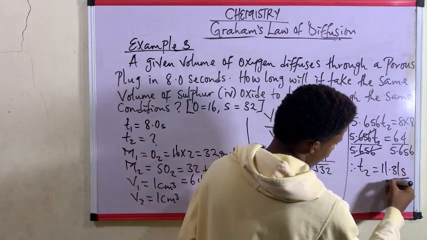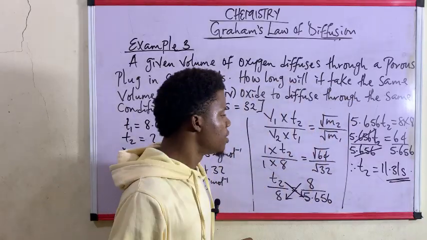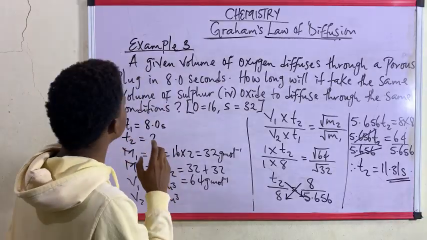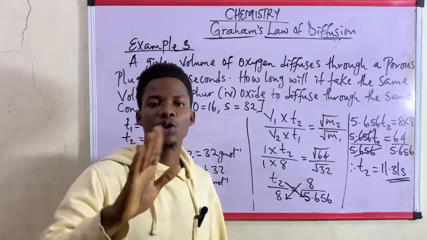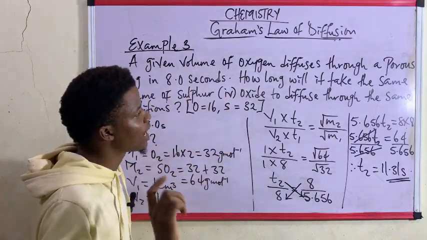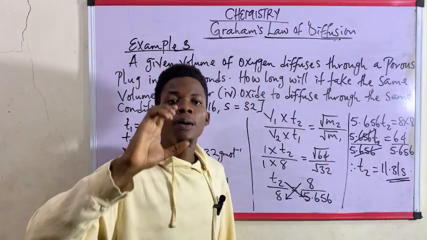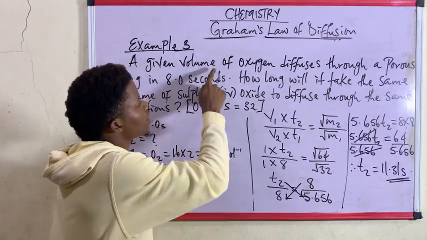11.31 seconds. So that's our answer for what? T2. Now, some of you might want to ask, why did I choose to use 1? Now, you can use any number. All that matters is that the volume of the oxygen you want to use, make sure it is the same as the one you will use for sulfur. So yeah, you can decide to use 100.